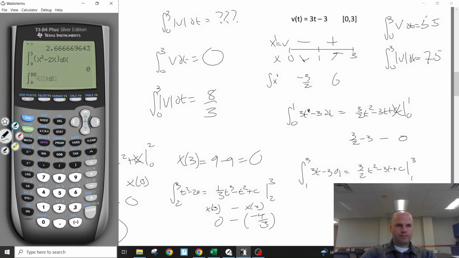0 to 3 of 3t minus 3. We don't need c's when we find this third row. 4.5. Oh my goodness, 6 minus 1.5 is 4.5. Okay, I got it. But what if I have an absolute value?